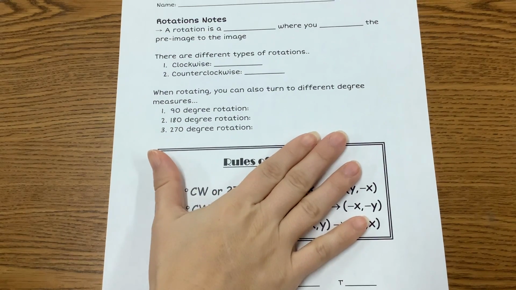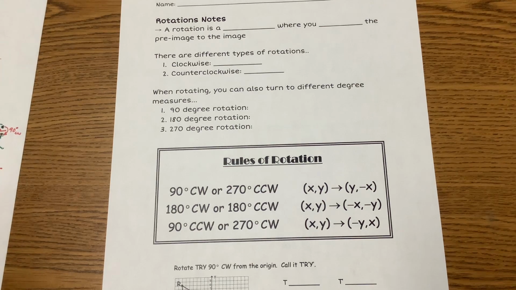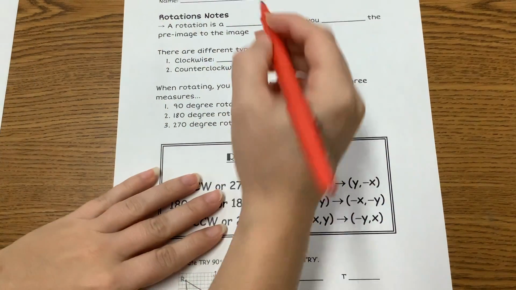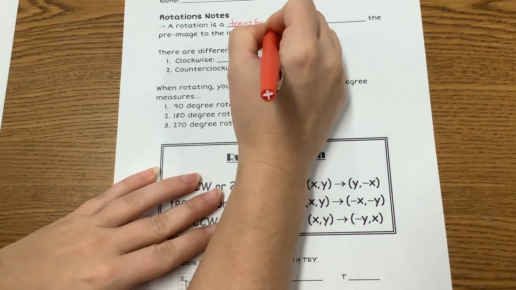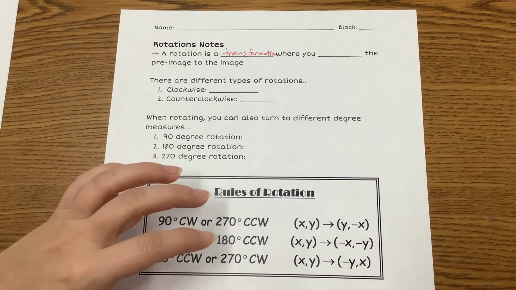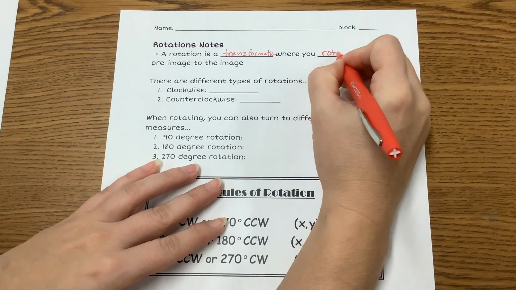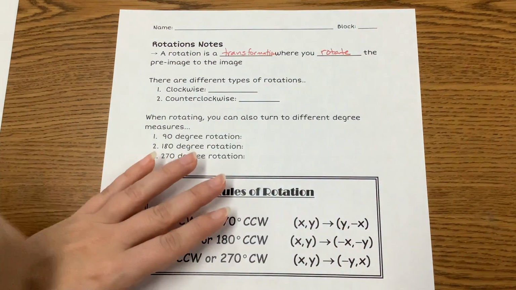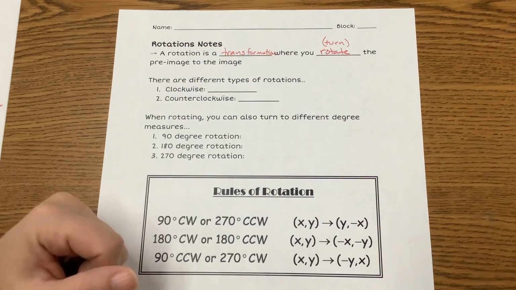Okay, so this is reviewing a different set of notes over rotations since I was not here yesterday. So a rotation is a transformation where you rotate the preimage to the image. In other words, you're turning that shape.